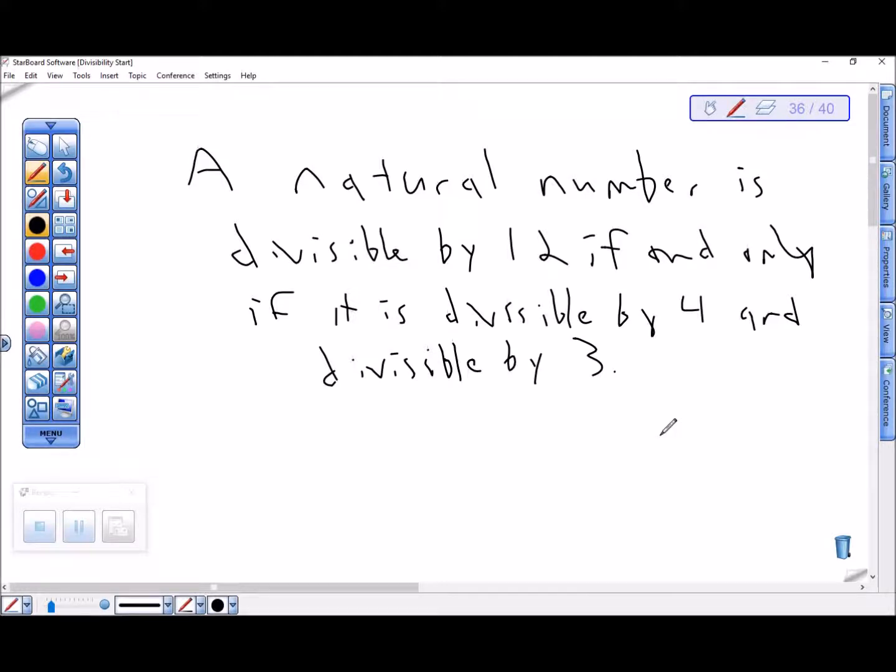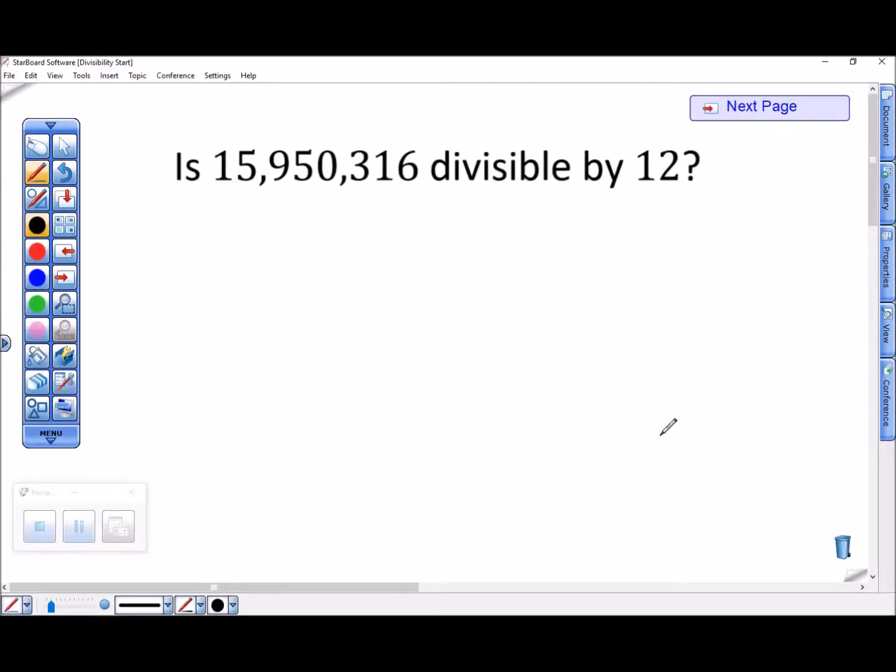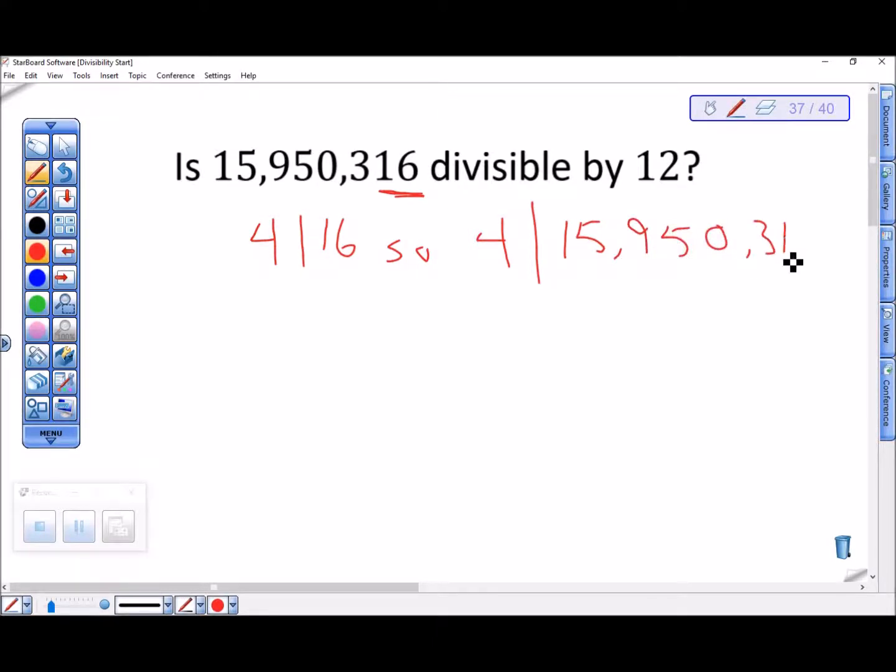Recall the test for 4, it's the last 2 digits of the number make up a number divisible by 4, and the test for 3, the sum of the digits is divisible by 3. So let's check an example. Is 15,950,316 divisible by 12? Well, let's check it out. So let's do the test for 4. So 4 divides 16. So 4 divides this number. Okay, we just have to check those last 2 digits for 4.